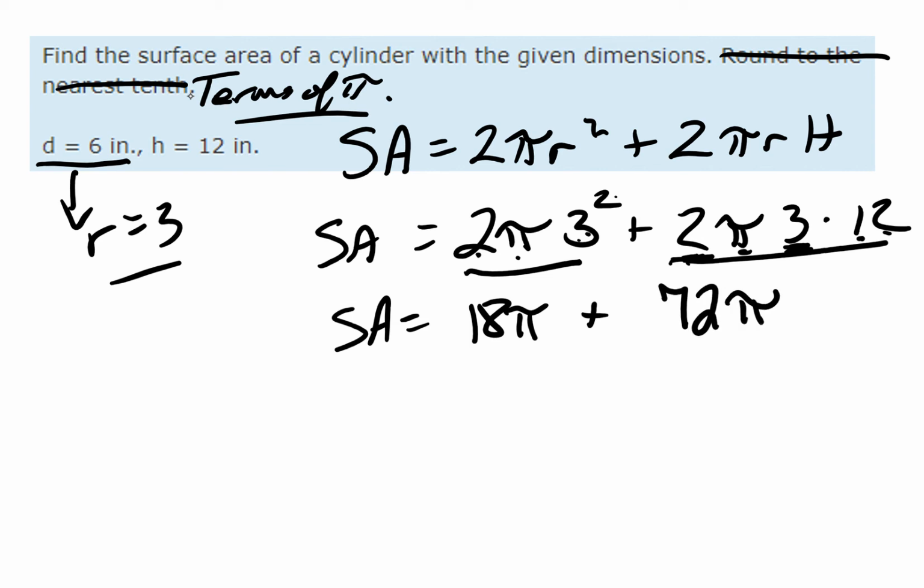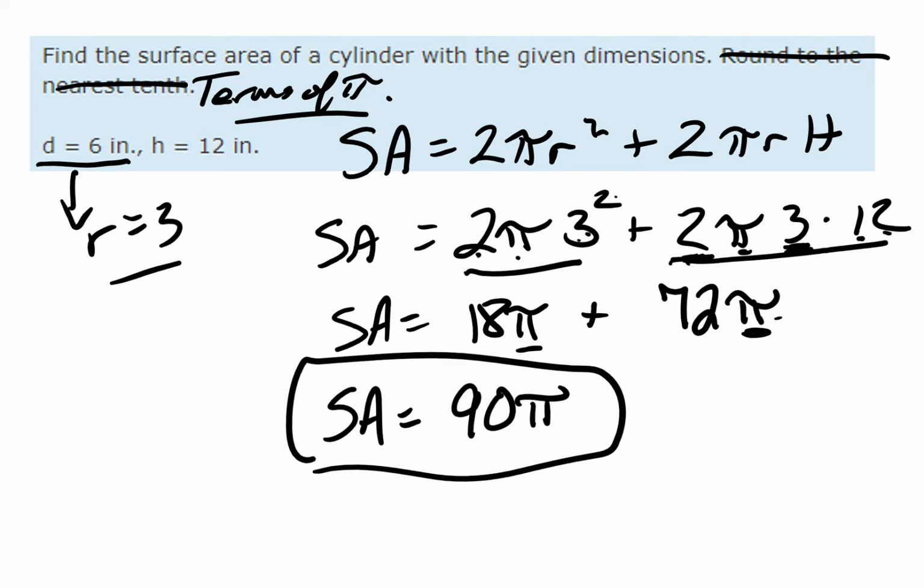Now we add up the 18 pi and the 72 pi. We treat the pi like we would any other variable like x, because pi is actually a letter that represents a number, 3.14. It doesn't really change, but we treat it like we would if this was 18x plus 72x. Add those up, and you get 90 pi, and that's your surface area. Now for Moodle, you would have to calculate what that is, round it to the nearest tenth, and type it in, but that's a good example of what you would do if you had something in terms of pi.